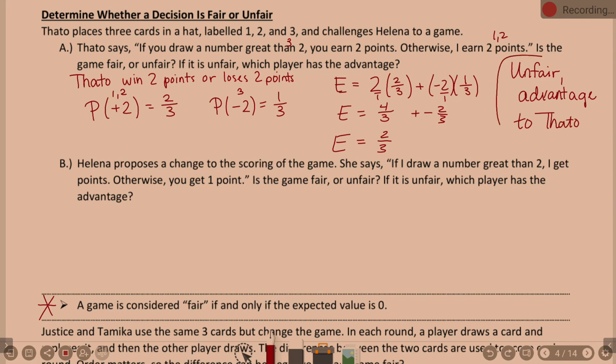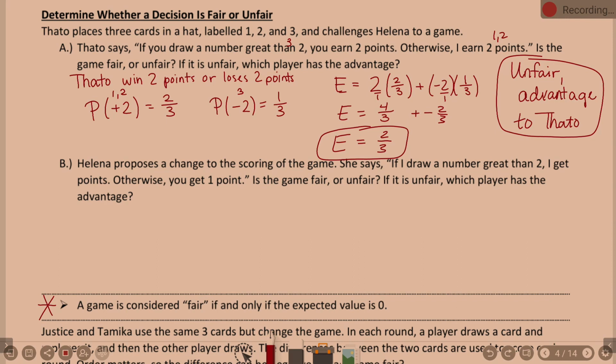Okay, and understanding that that expected value of 2/3 factors into that. Now, Helena's going to propose a change to the scoring of the game, because it's not fair to her, is it? So, she's going to propose a change to the scoring of the game.